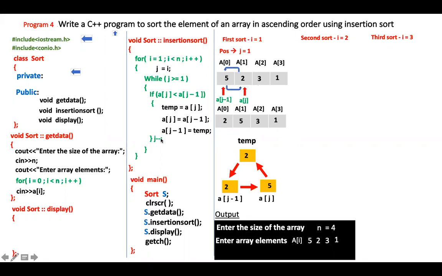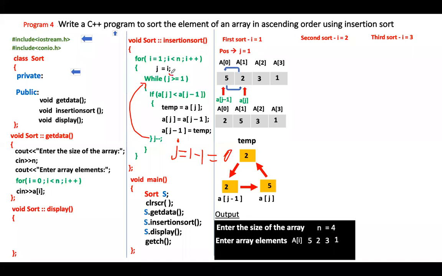Why? See, after finishing, it will come over here, that is j minus minus. What is the value of j now? j was 1. Okay, now j will come to j minus minus. j minus minus means, see, previously the value of j was 1. j minus minus means it will minus 1 again. So what is the value of j? 0.